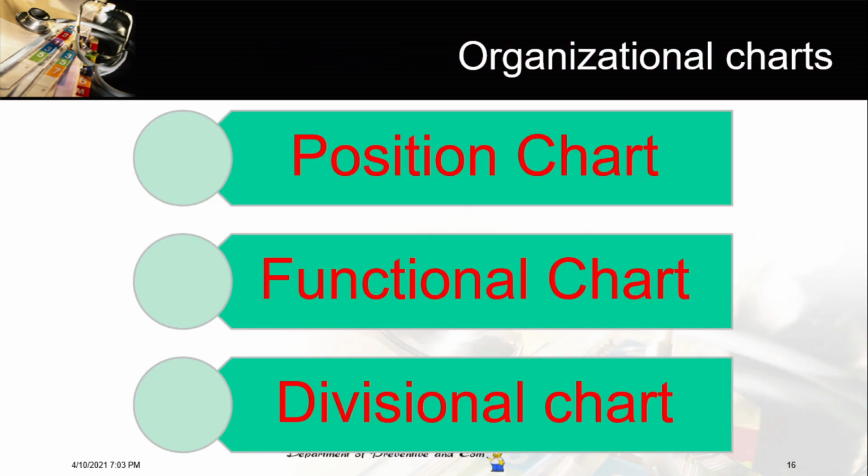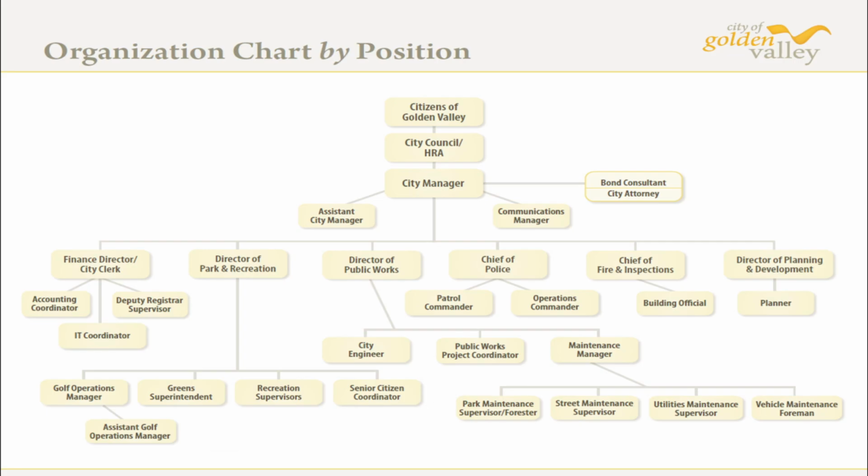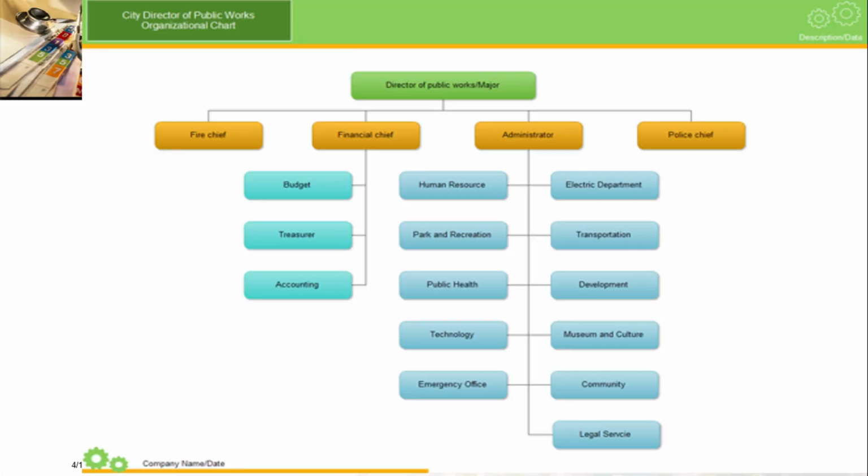These are examples of organizational charts: position chart, functional chart, and divisional chart. This is an organizational chart based on positions like managers, directors, engineers, supervisors, etc. This is a divisional structural chart. The divisional structural chart is based on products. In a divisional structure, your company groups workers into teams based on the products or projects that meet the needs of a certain type of customer.